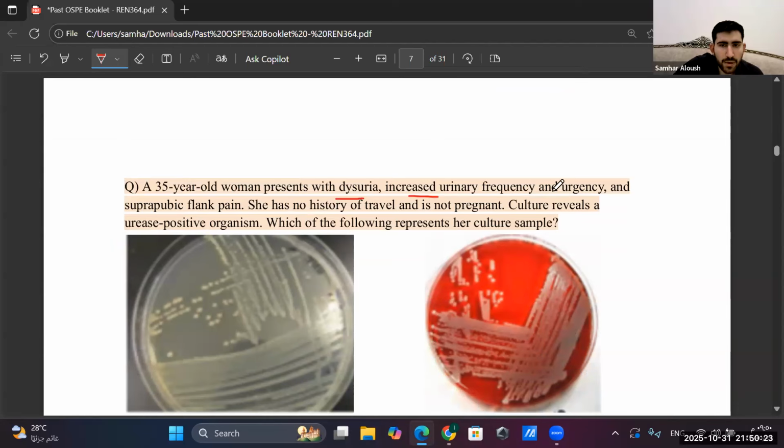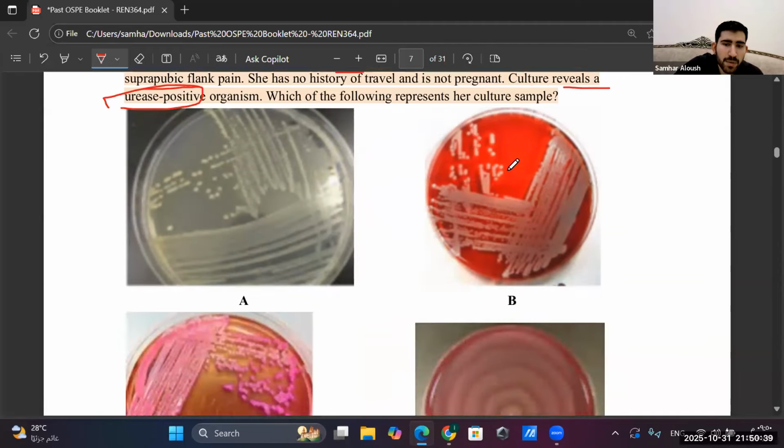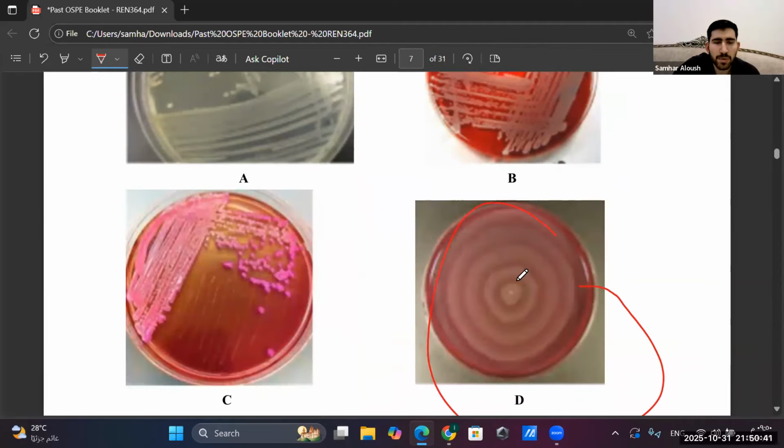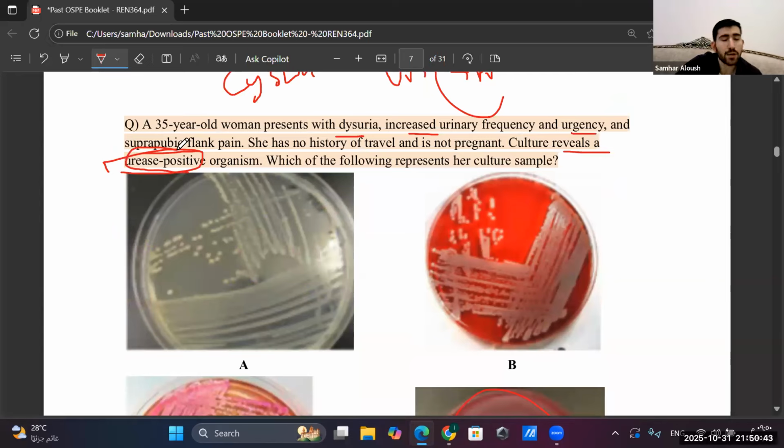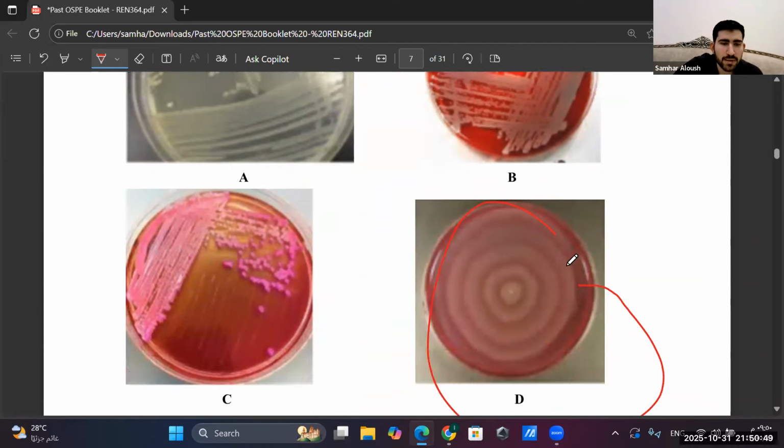Dysuria, increased urine frequency, urgency, I mean urinary symptoms, and flank pain. So this patient has cystitis. Culture reveals urease positive. The only one that was urease positive was Proteus, the one that has swarming motility. So we choose this one. Swarming motility. Why? Because it has urease. Don't tell me E. coli is most common. He said urease positive. E. coli is not urease positive, so it's Proteus.